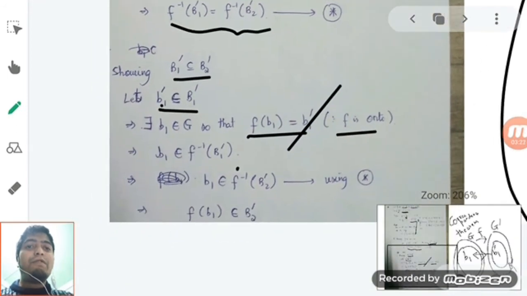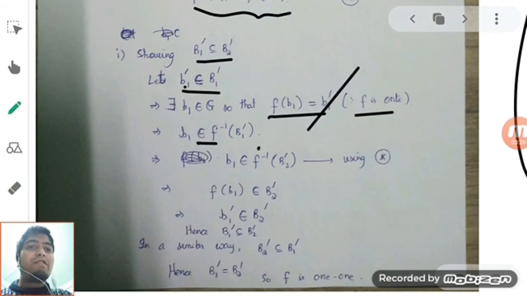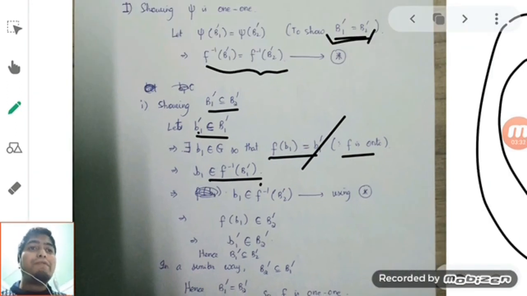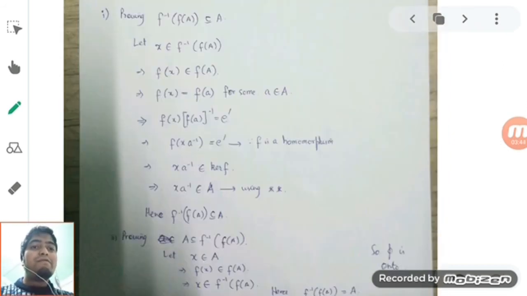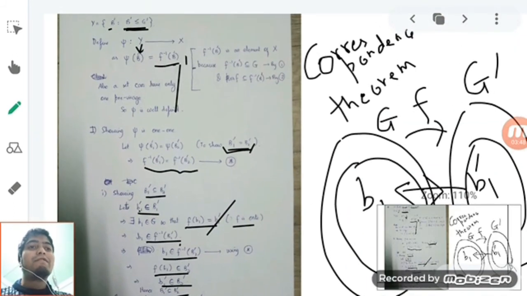If you follow all these steps, you will have these lines. B1 is in the pre-image of B1 dash, but the pre-image of B1 dash is equal to the pre-image of B2 dash. So that's why you will have this, which is simple. And similarly, you can show that B2 dash is a subset of B1 dash.